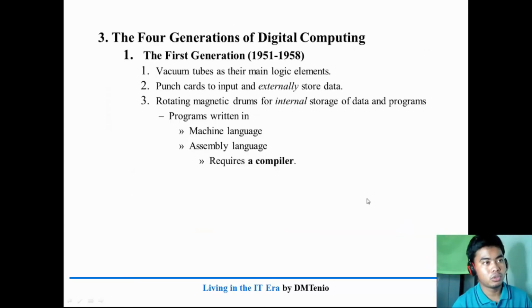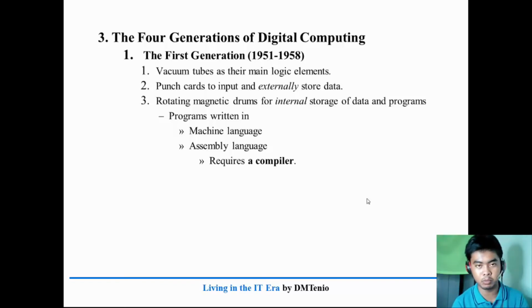So then the 4 generations of digital computing. First generation is, for example, our first generation in 1951 to 1958. The first generation used the vacuum tube as their main logical or logic elements, and punch cards to input and externally stored data.